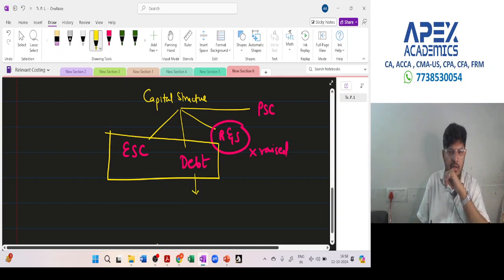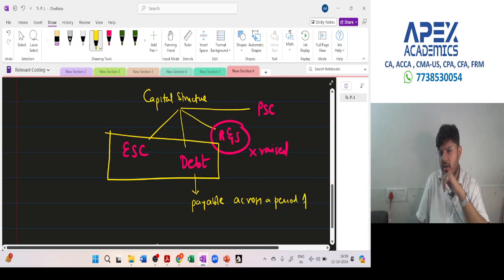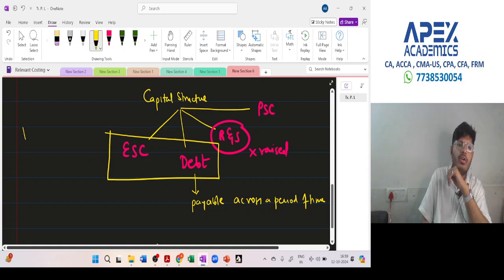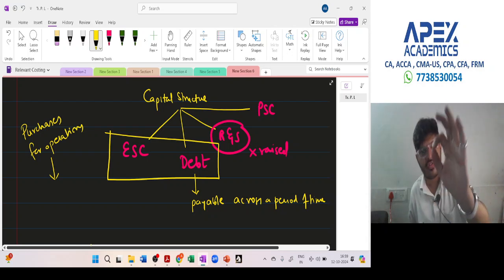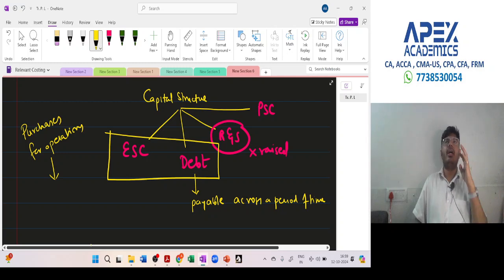Debt is a long term source, therefore, it is not payable immediately. It is payable across a period of time. But when you are carrying on your business, you are making certain purchases for operations. What is the difference between those purchases for operations and this debt? First of all, understand that. Let us say that I am Behrouz Biryani. It is my product to sell the biryani that I make. Therefore, I need to buy rice from somewhere.